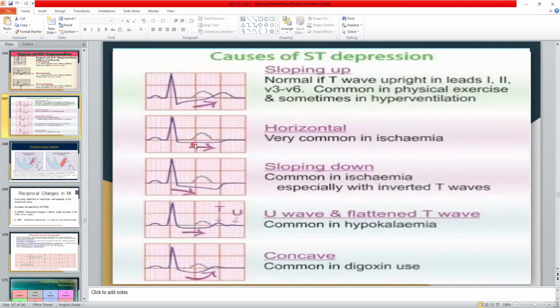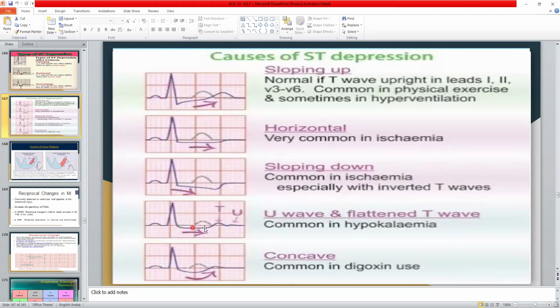This is the horizontal ST depression, very common in ischemia. This is the sloping down type of ST depression, common in ischemia, especially when it is associated with inverted T waves. Here you can see the U wave.